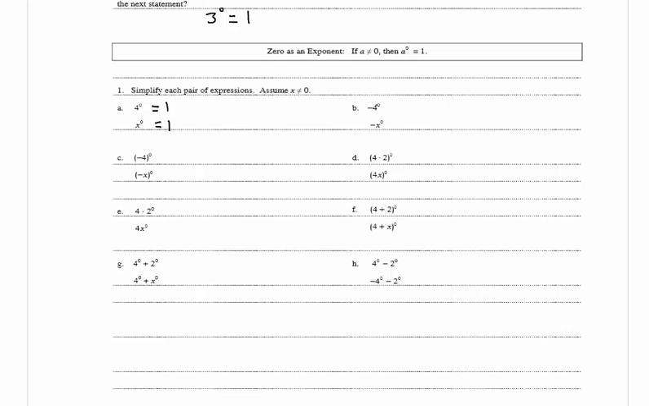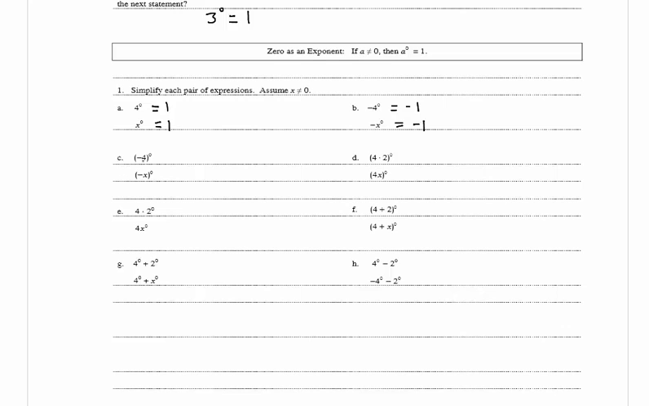In b, we have negative 4 to the 0 power. Now this negative is not raised to the 0 power because it's not inside parentheses. So we have negative 1, because 4 to the 0 is equal to 1, and then we have the negative out front. And again, with negative x to the 0, the negative is not inside parentheses. So we're going to have x to the 0 is equal to 1, and we have a negative out front. So we have negative 1.